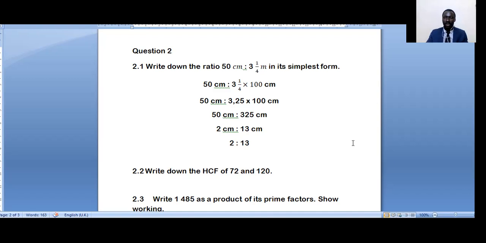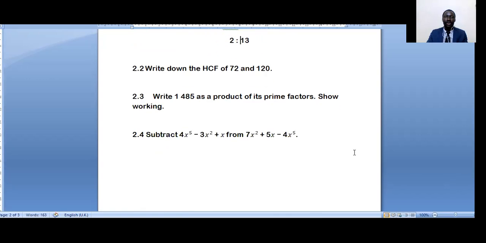The next question is question 2.2. And in question 2.2, we are supposed to write down the highest common factor. Now, notice that finding the highest common factor, the HCF, can also be done with a calculator. You can just use the calculator to do that, but sometimes it is required that you show the steps. Now, the thing with the calculator is that you will not be having the steps easily displayed.